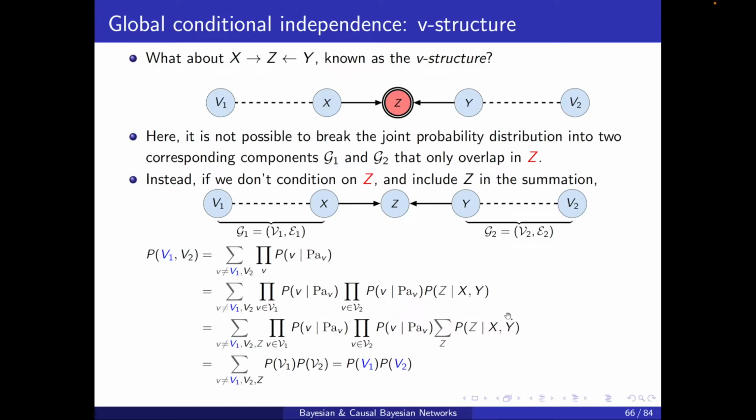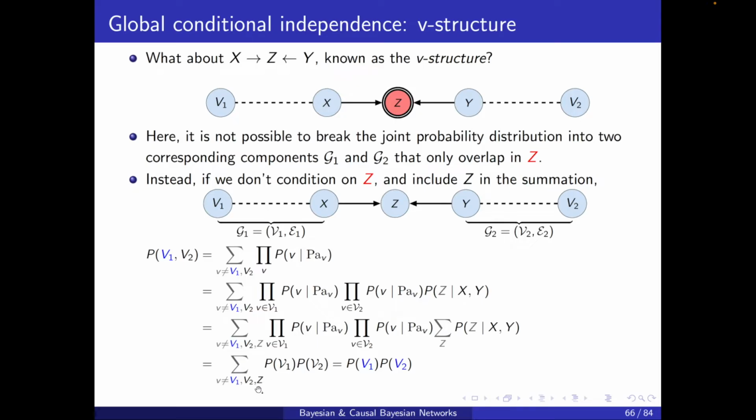Now, of course, this will be 1. It's summed over the left part of the conditioning. Okay, so this will be 1, this will be P of V2, this will be P of V1, marginalizing it out for every term except for V1 and V2, and Z.